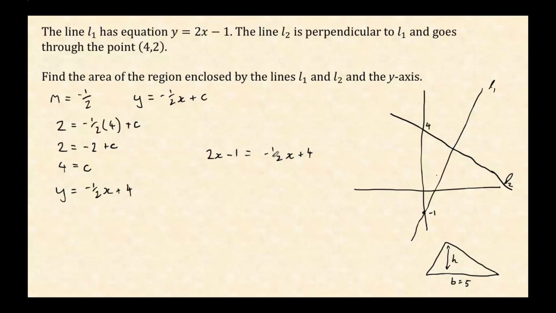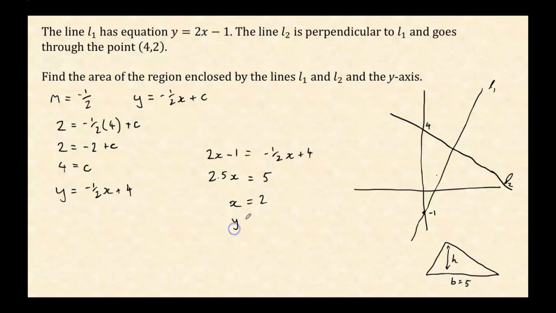Okay, I can add half x to both sides, so that gets me 2.5x here, and I can add 1 to both sides, and that gets me 5. Dividing both sides by 2.5, I'll get that x is 2. I'm not sure I even need to bother subbing in to find a y value, because I only really care about the x value here, but I'm going to do it anyway, just for completeness.